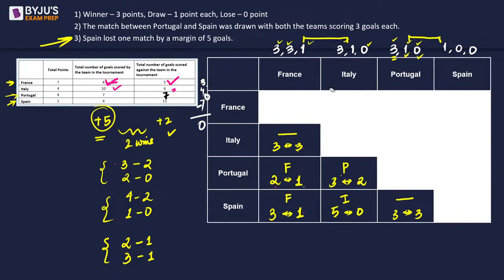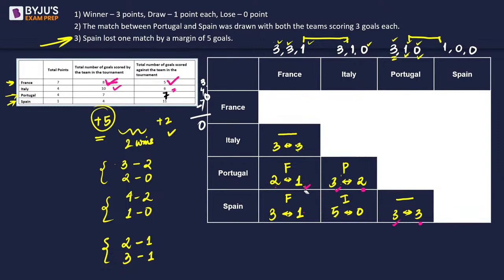Okay, what about Portugal? Portugal has to score a total of 7 goals. So Portugal क्या 1 गोल इधर, 3 गोल इधर, और 3 गोल इधर, 7. And against it, it should be 7. So we have 2 + 2, 4, 4 + 3, 7.